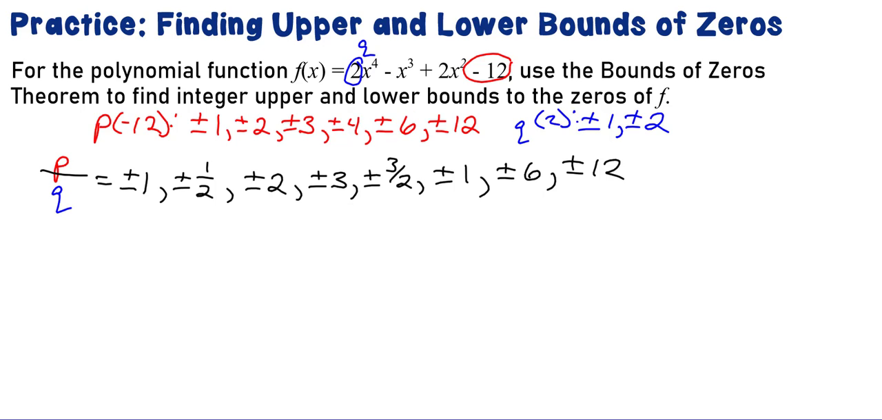So we want to look for the upper bound. Just as a reminder, we're looking for all positive in the third row.